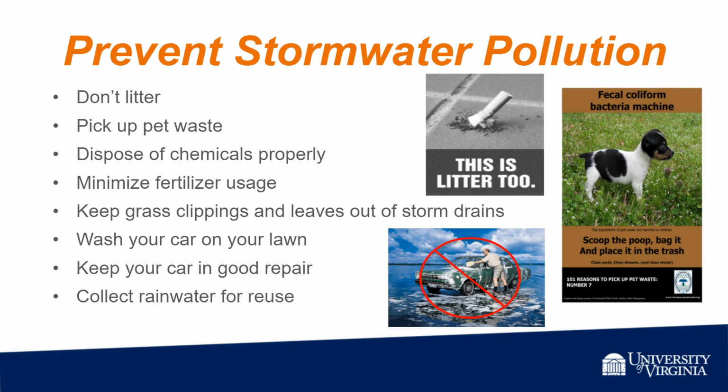In addition to reporting spills and illicit discharges while you're at work, there are other things you can do both here and at home to prevent stormwater pollution. These include not littering, picking up after your pet, as pet waste contains bacteria that can flow into our local waterways. Overuse of chemicals and fertilizers can impact the quality of our streams, as can disposal of even natural elements such as grass and leaves down a storm drain.